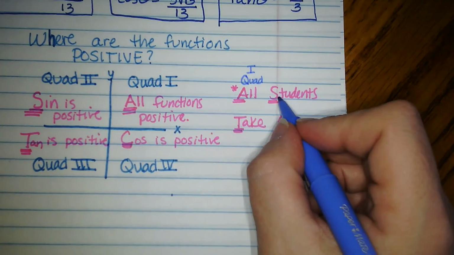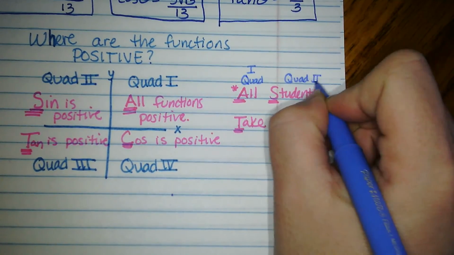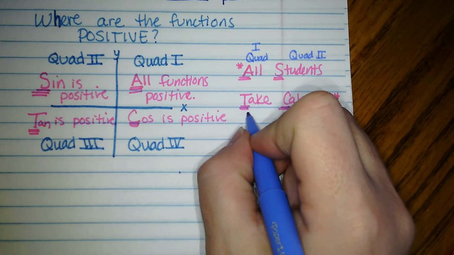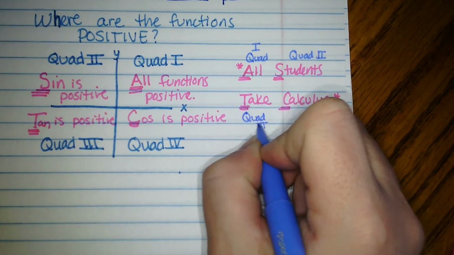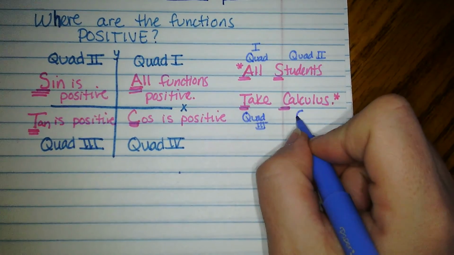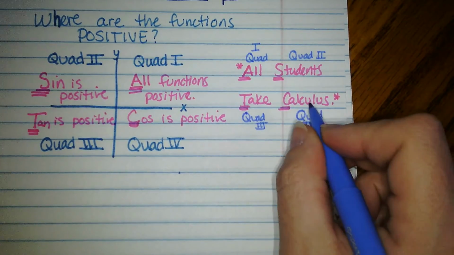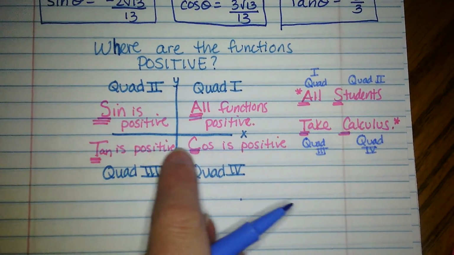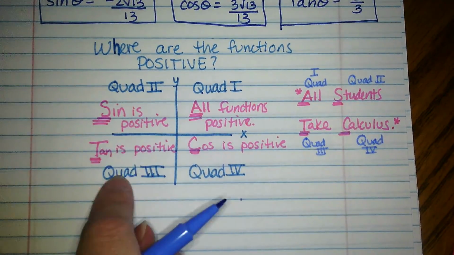are positive. This one, sine, is the only one positive. This one, tangent, is the only one positive. And cosine is the only one positive. So you can remember it, all students take calculus. This tells us where they are positive and in what quadrant.